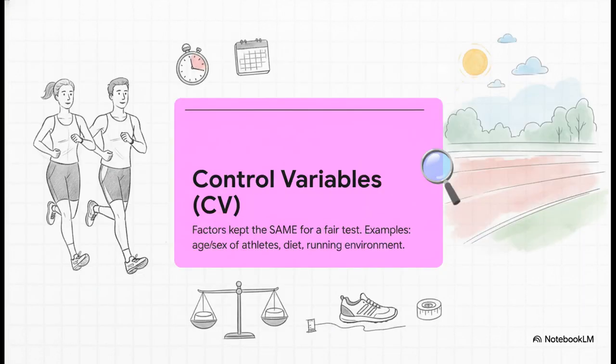Perfect. All right, now for C, and honestly, this might be the most important part, control variables. These are all the things you have to keep the same to make sure it's a fair test. Because think about it, right? If some athletes are fitter or run on a hotter day, how do you know your results are actually from the juice? You need at least 3 good ones, like age of athletes, their diet beforehand, the temperature, you get the idea.